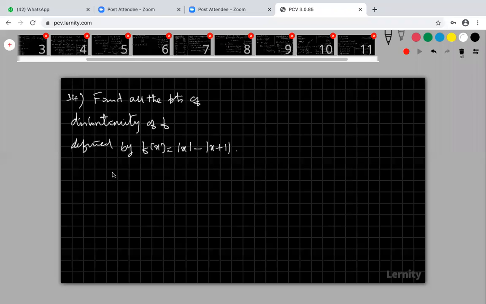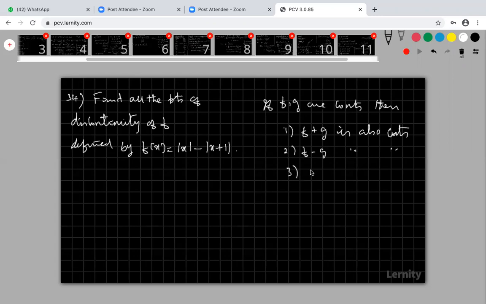How to prove that? Find all the points of discontinuity of f defined by f of x equal to modulus of x minus modulus of x plus 1. So I have already told that if f comma g are continuous, then first one, f plus g is also continuous. Okay, f minus g is also continuous, and f into g is also continuous, and fourth one, f by g is also continuous provided g not equal to 0.